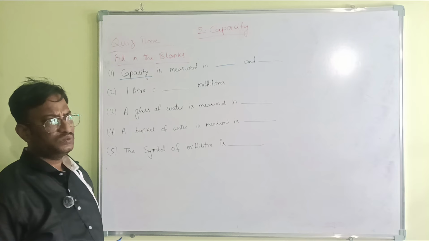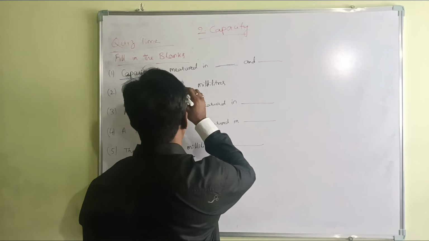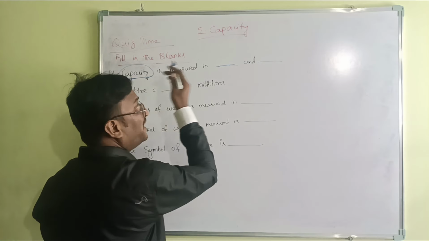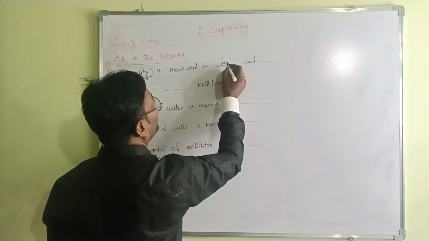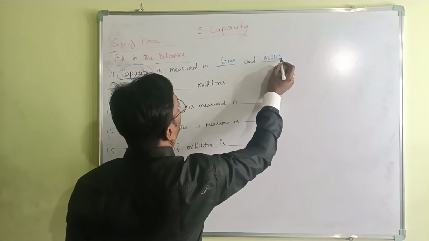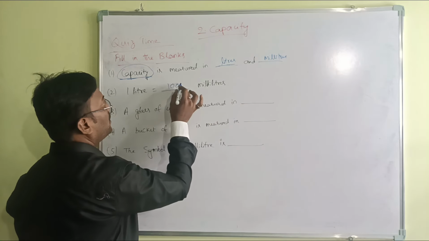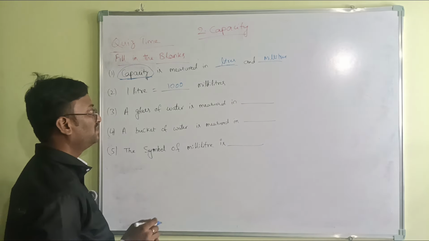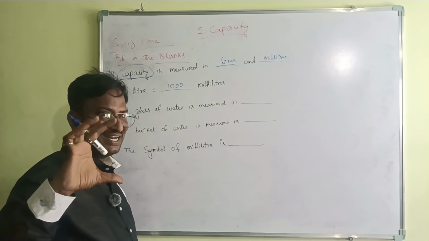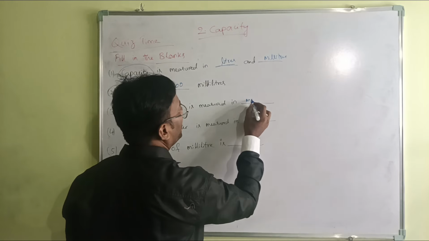Okay, 1, 2, 3, 4, 5. See now. Capacity is measured in dash. Generally the liquid is going to be measured in terms of capacity. It is measured in liters and milliliters. Okay, we know this. Next one, 1 liter is equal to how many milliliters? 1000 milliliters. A glass of water is measured in. A glass of water, generally a small quantity of water, can be measured in terms of milliliters.